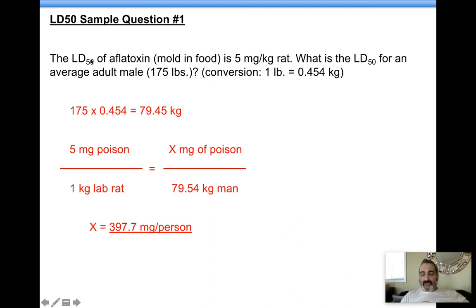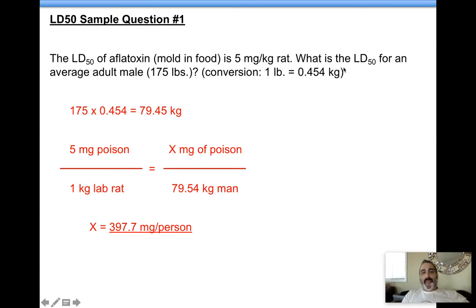Well, we are humans. We are not rats. And we cannot test this on humans because they will die in the process. So what do we do? We test it on a rat, and then we extrapolate that information. We convert it out to what the weight of a human would be. So here are two fractions. You make two equalities. What you have here is 5 milligrams of poison on top, 1 kilogram of rat on the bottom.